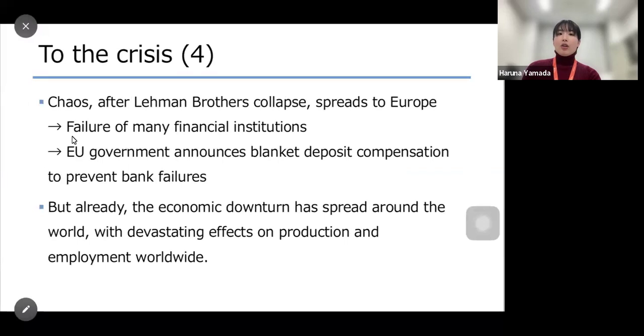The chaos after the Lehman Brothers collapse spread to European countries, where many financial institutions failed. The EU governments announced blanket deposit guarantees to prevent bank failures. But the economic downturn had already spread around the world with devastating effects on production and employment worldwide. So this is the global financial crisis.